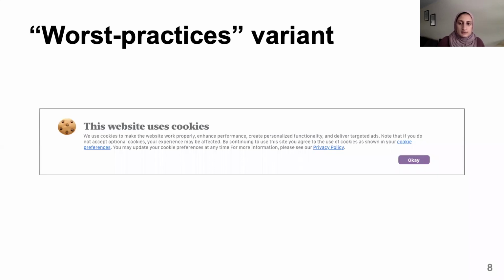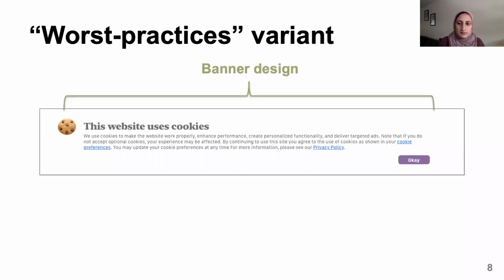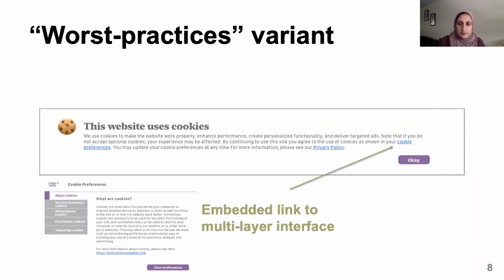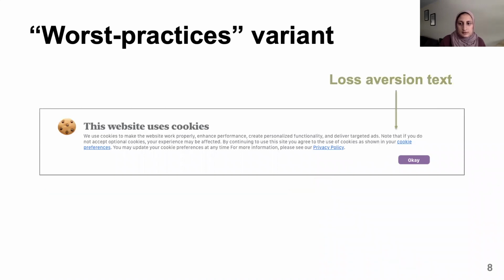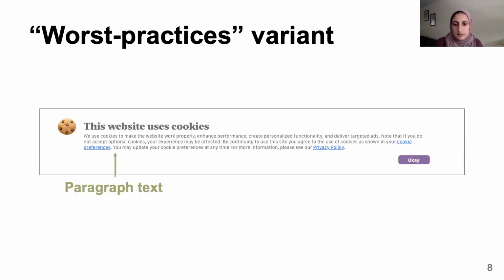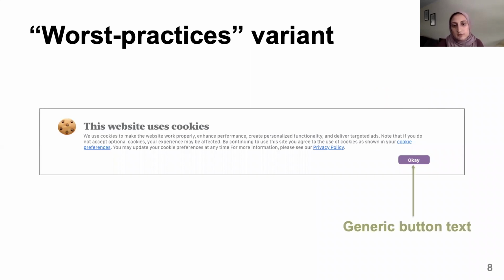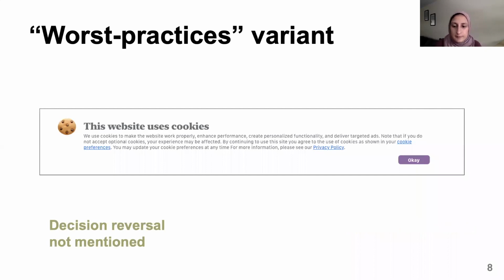It was implemented as a banner, which didn't block users from other parts of the website. Options to cookie categories were embedded within the text, and it led to a multi-layer cookie preferences that had options for different categories and different tabs. It included loss aversion text that warned users that their experience may be affected if optional cookies were not accepted. The text of the notice was formatted in a paragraph. The button text did not specify an action, and decision reversal was not mentioned.